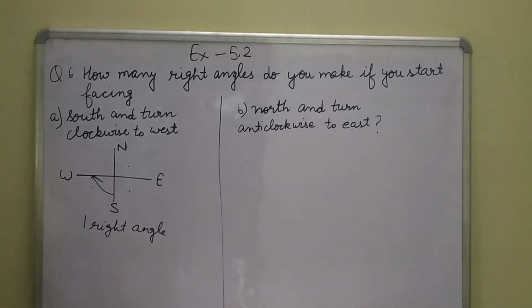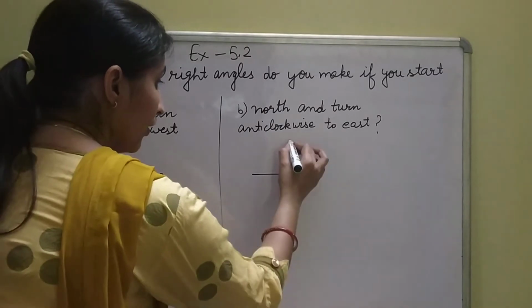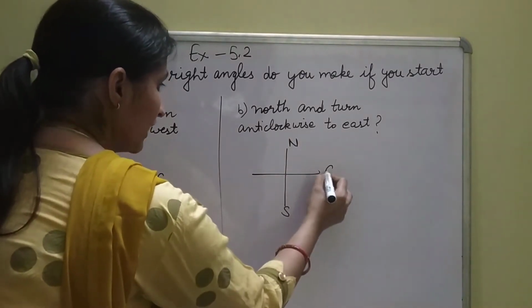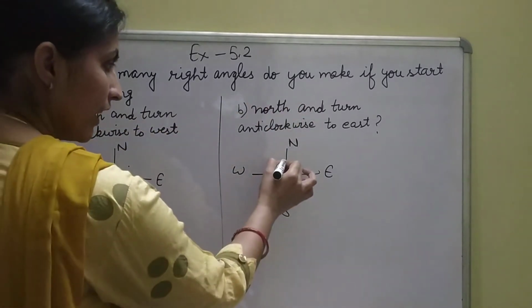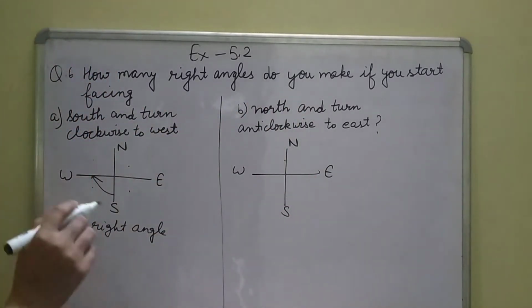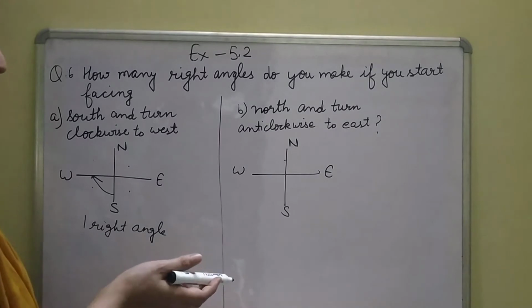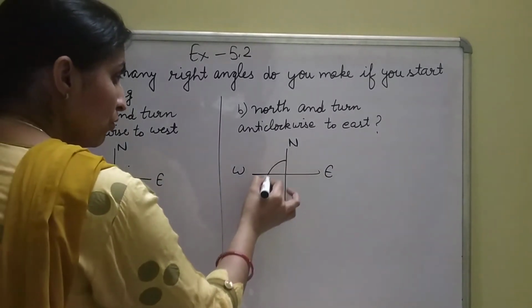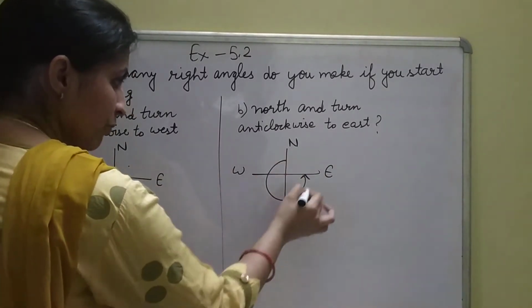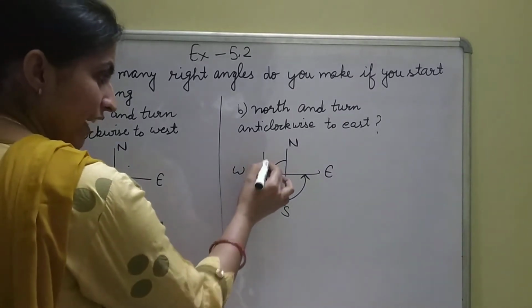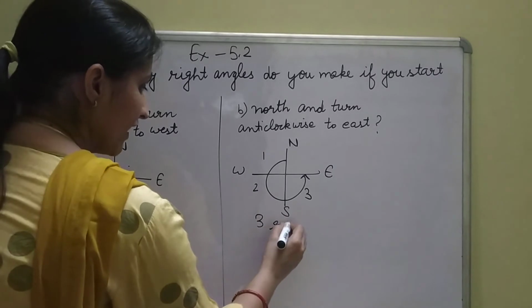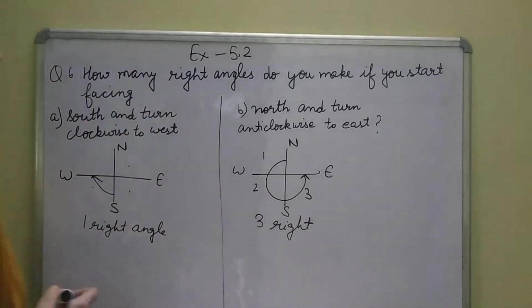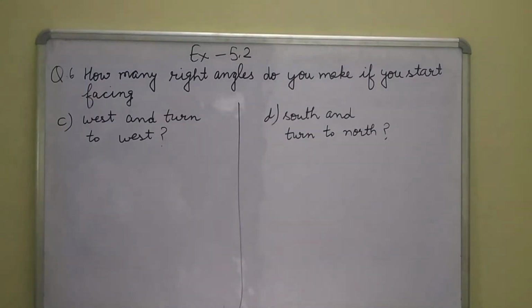Now part B is north, south, east and west. We are facing north here and turn anti-clockwise. So anti-clockwise means reverse, to east. Means this way we have moved. So 1 right angle, 2 right angles, 3 right angles. So how many right angles have we covered? 3 right angles.